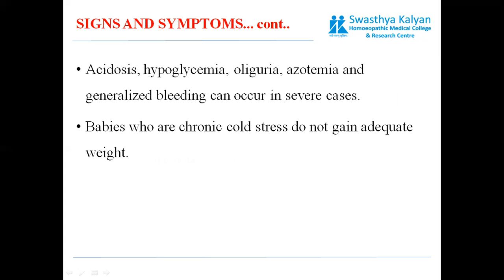Then acidosis, hypoglycemia, oliguria, azotemia, and generalized bleeding can occur in severe cases. These are the symptoms which occur in severe cases: acidosis, hypoglycemia, oliguria, azotemia, and generalized bleeding. Babies with chronic cold stress do not gain adequate weight, meaning recurrent and persistent episodes of hypothermia can lead to poor weight gain.